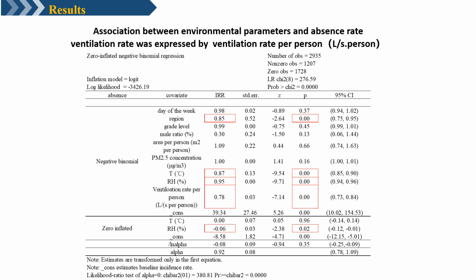The same significant influence on absence rate was observed with another ventilation metric, liter per second per person. It also shows that if we have ventilation increase 1 liter per second per person, then the absence rate due to respiratory infection would be reduced by 22%.